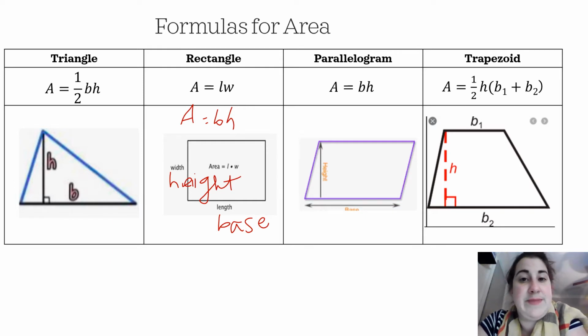Parallelogram, area is base times height. Notice how it's very similar to the rectangle. And then finally trapezoid, that one's a little bit more complicated and has a few more steps, but it's still area equals 1/2 height times base 1 plus base 2, and we have to add those first.